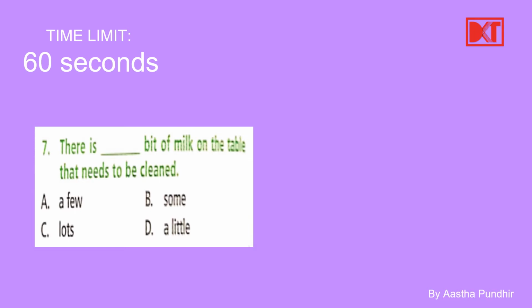So here the correct answer is D. There is a little bit of milk on the table that needs to be cleaned. Alright. Now little, this is a quantity. Milk is not really countable. Here we are describing it by quantity. Right. So we use little for that. If it were a number, we would use few. We should use some. So here, anyway, the correct answer is D, a little. Alright.